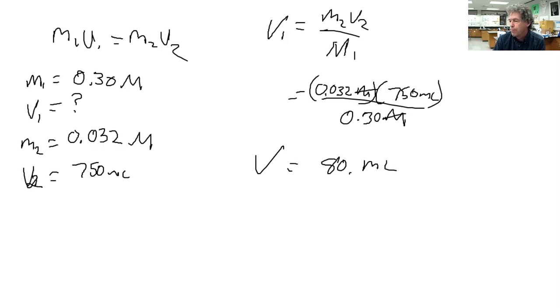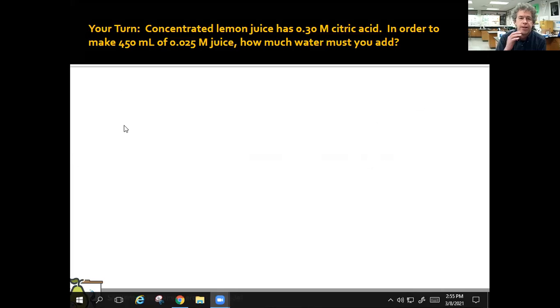There is one more problem, so let's go back to screen one. The last problem we had was: concentrated lemon juice has 0.30 molar citric acid. In order to make 450 milliliters of 0.025 molar juice, how much water must you add? This problem is really similar to the last one, except there's an added step of needing to calculate the water instead of the stock solution needed.